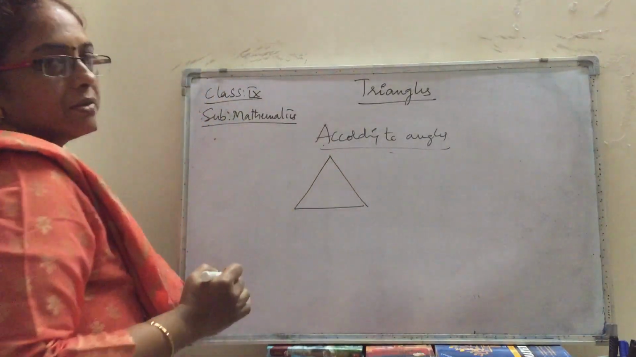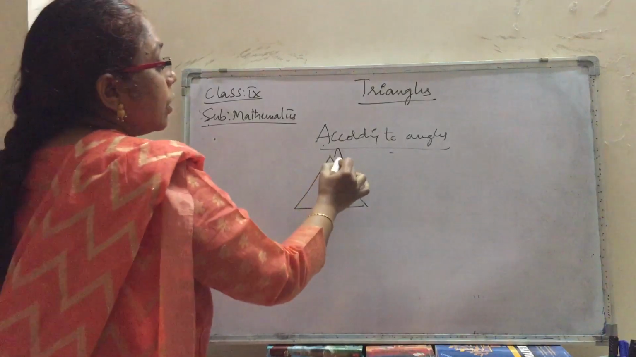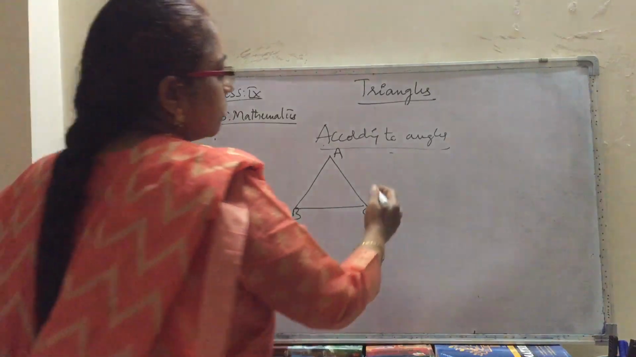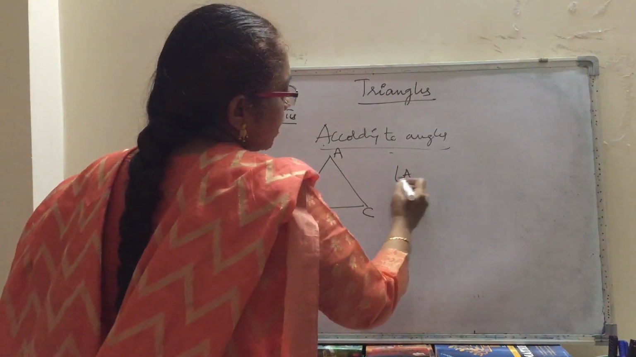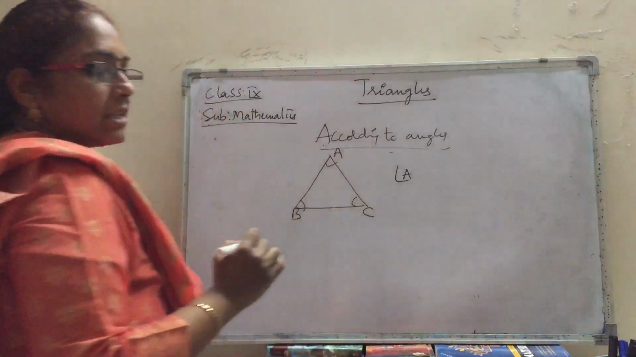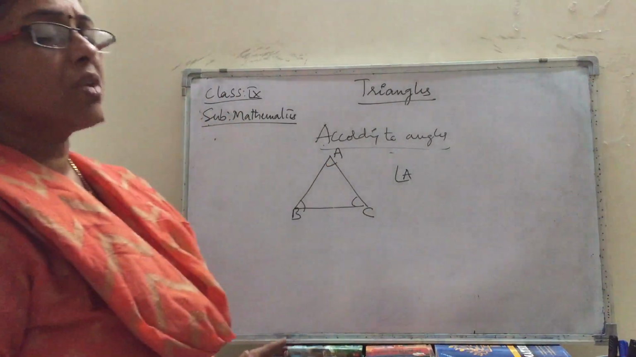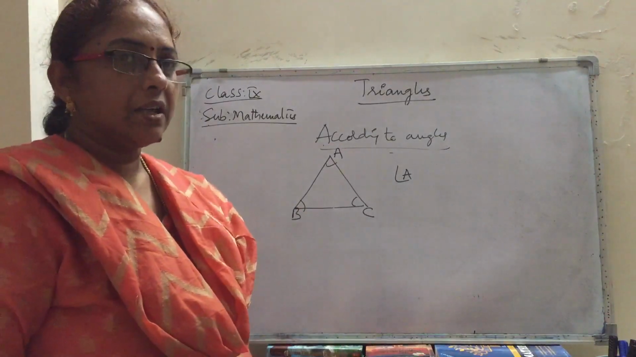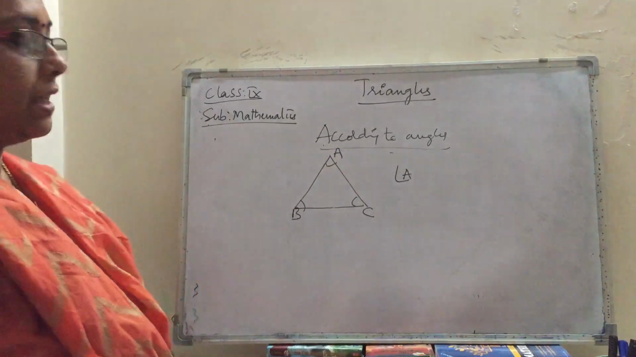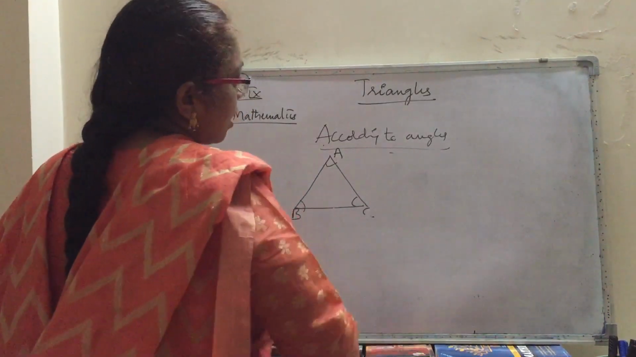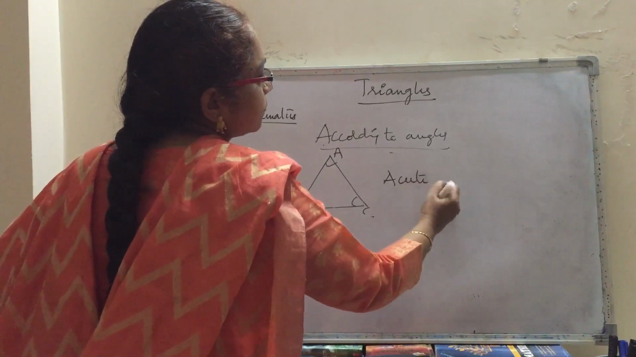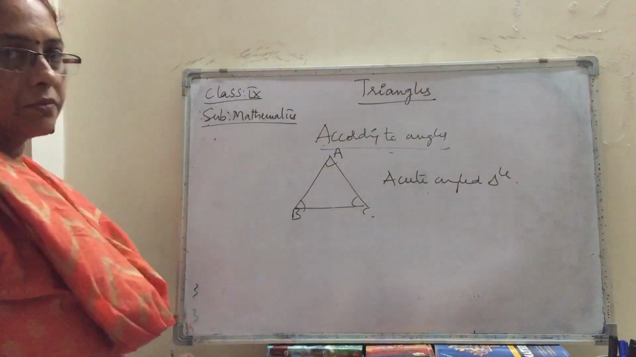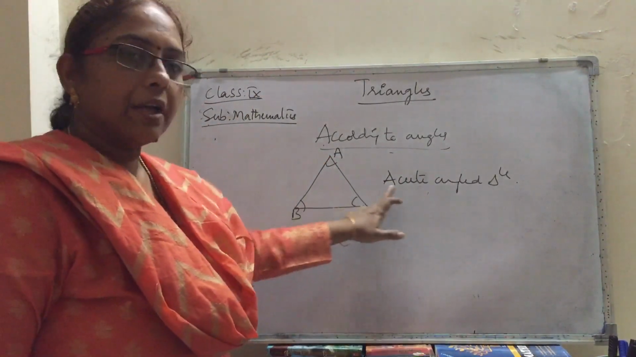Now see our types of triangles. A triangle in which all three angles are acute. See, here all angles are acute. All three angles are acute. Acute means what? More than 0 degrees, less than 90 degrees. If the angles are like that, then it is called an acute angle triangle. What is this triangle called? Acute angle triangle. Okay, children? All angles are acute.